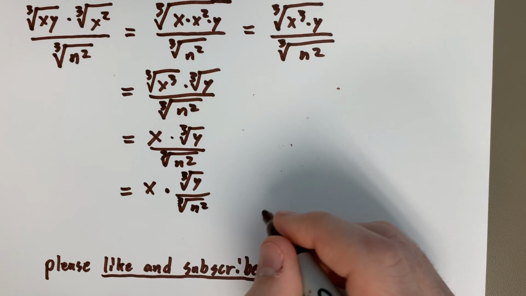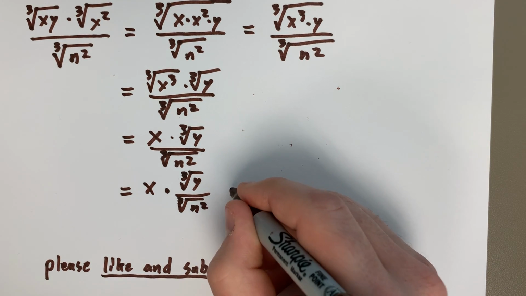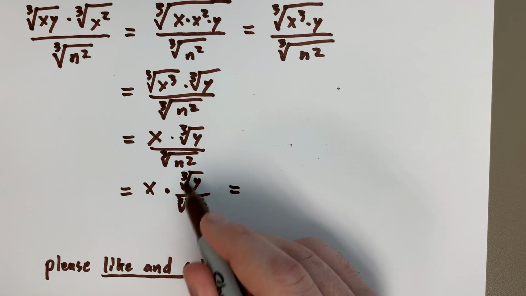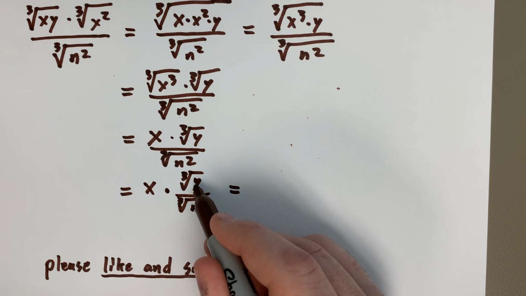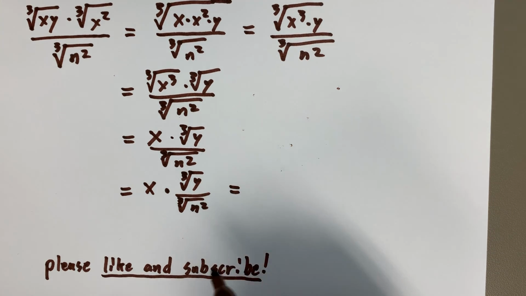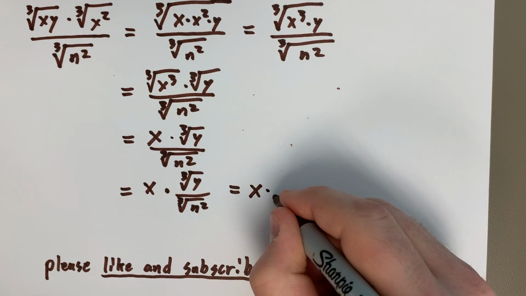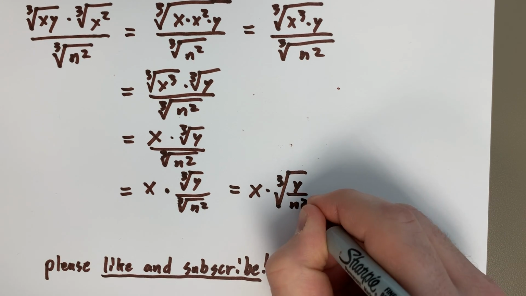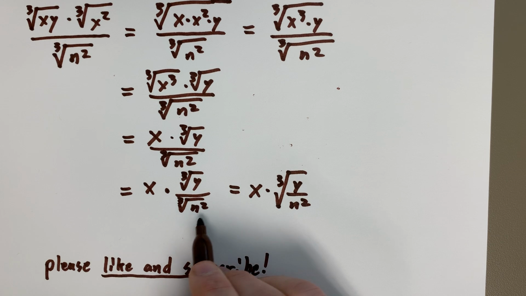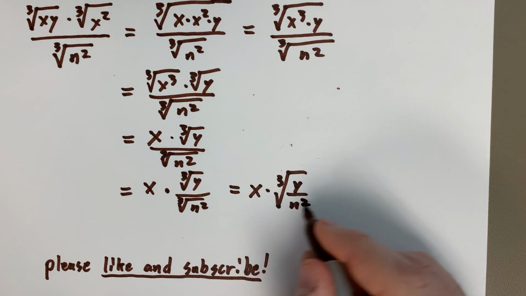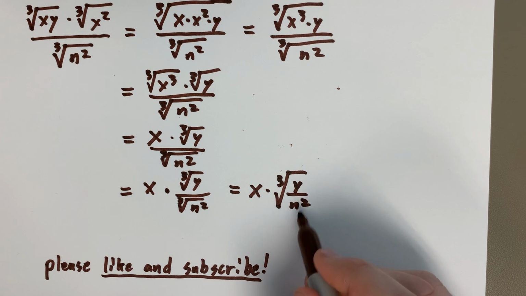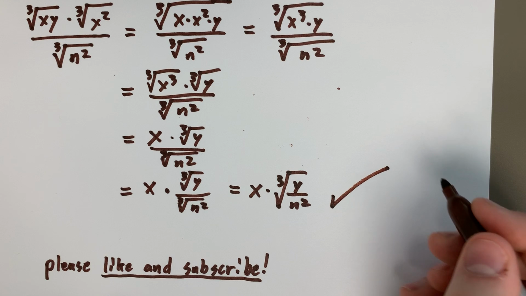And then for a final step, I have the same power on these radicals. Therefore, I can combine everything inside the radicals under one roof. So I get x times one giant radical of y over n squared. Remember, I couldn't break down that n squared, couldn't break down the y, so I'm left with basically this. So at this point, I have x times the cube root of y over n squared, and that is completely simplified. So we are done with that example.